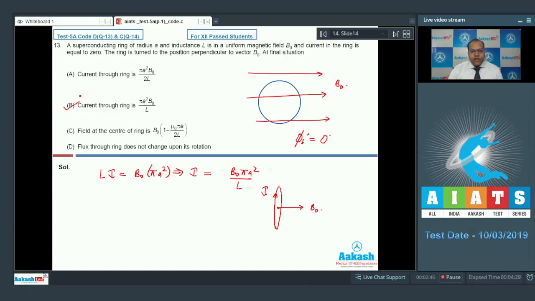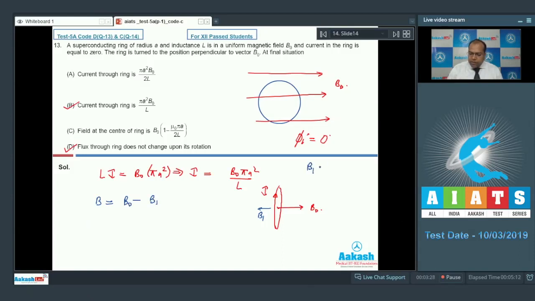Now we have to check the validity of option C and D. Now in option D, flux through ring does not change upon its rotation. So immediately after the change, the inductor coil will maintain its flux. So option D is also true. Now we have to check the validity of option C. So due to this induced current, let the magnetic field at the center of the ring be B1. So the net magnetic field at the center is given by B naught minus B1.